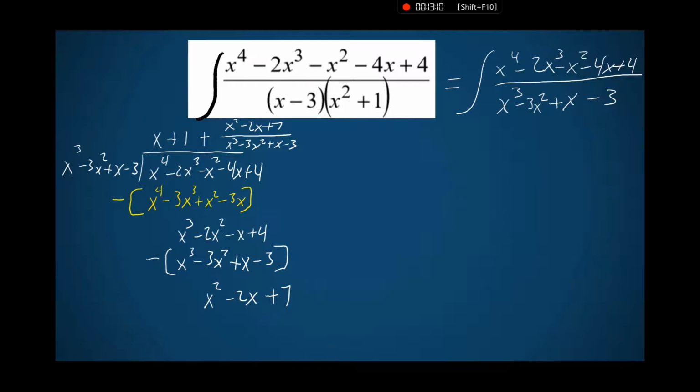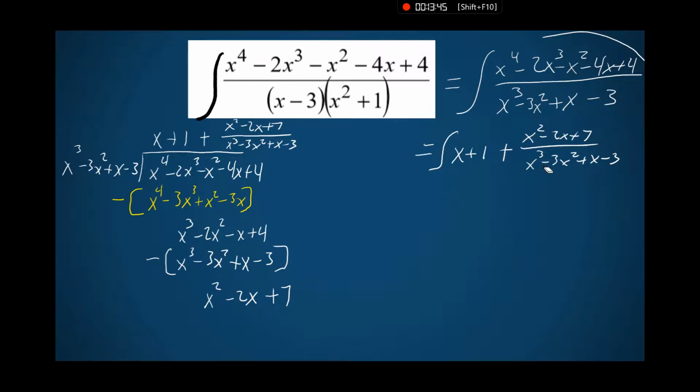So if this formula is the same thing as this, then that means the integrals should also be the same. So this is the same thing as the integral of x plus 1 plus x squared minus 2x plus 7 over x cubed minus 3x squared plus x minus 3. And we can keep going. Okay, we're not an improper fraction anymore, so we should be able to solve.